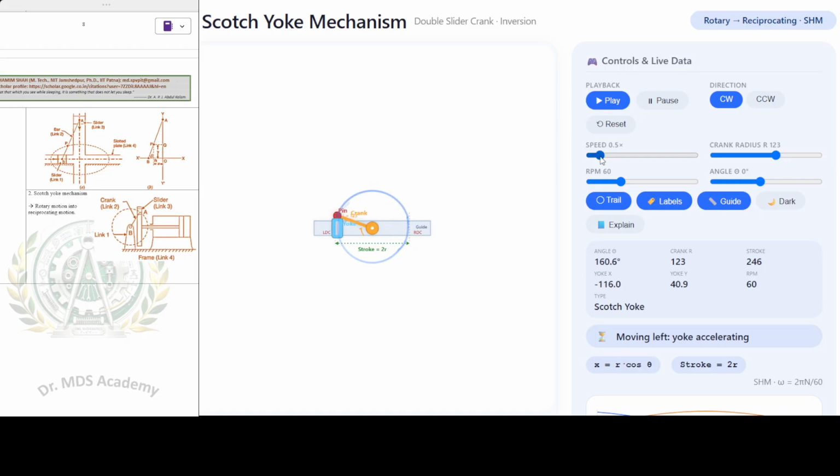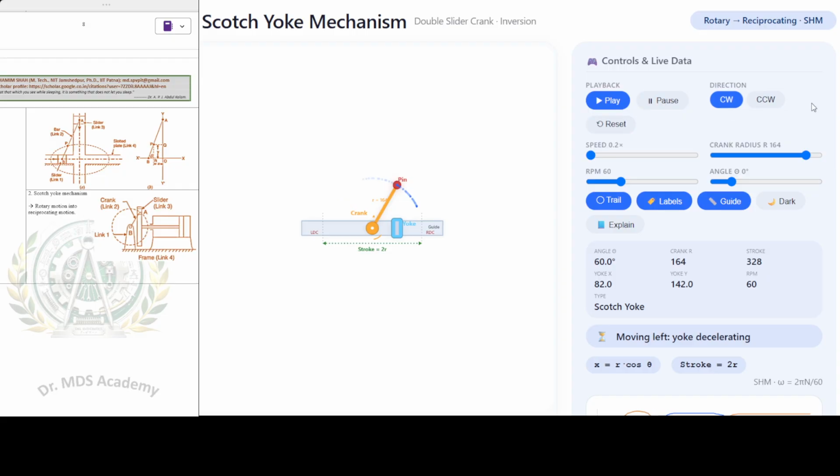Let's make the speed 0 here, or pause the animation. See here, the radius is this one. This is the crank radius, which you had seen. You can see this angle also. See, this is the path the mechanism is constructing.